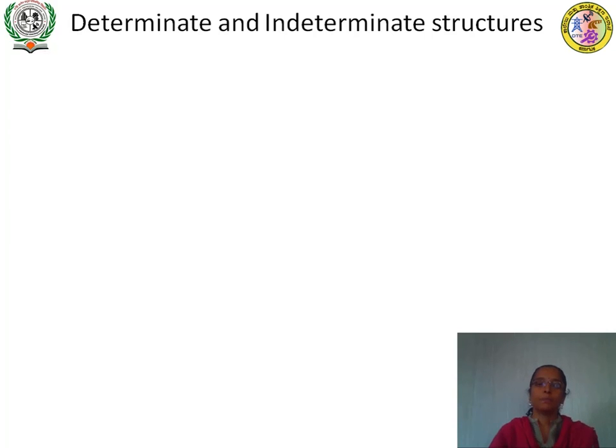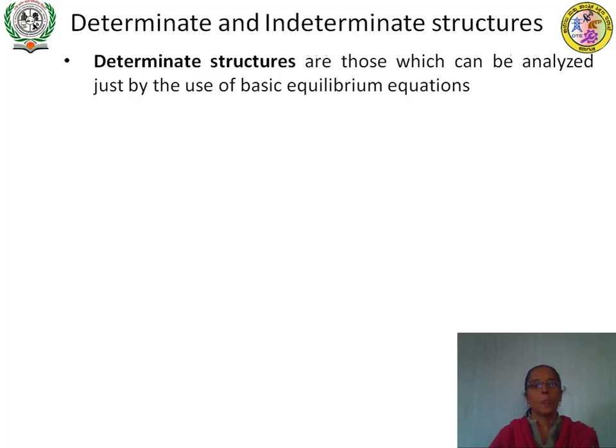Okay. So for your syllabus it is restricted to only determinate structures. In the next semester you are going to analyze indeterminate structures as well. Okay. So let us understand determinate structure. How can we define a determinate structure? Determinate structures are those which can be analyzed just by the use of basic equilibrium equations.